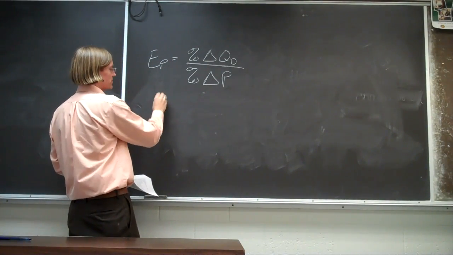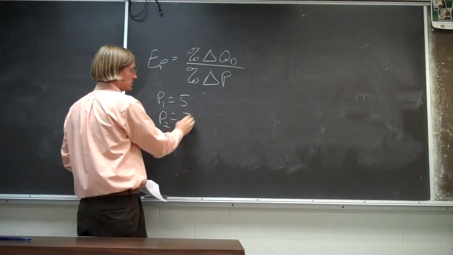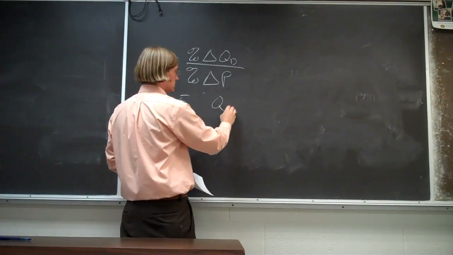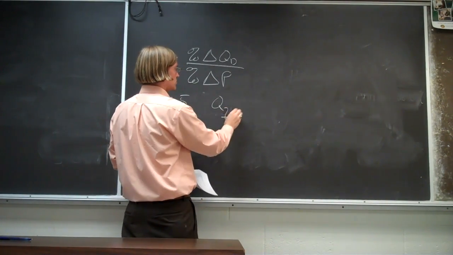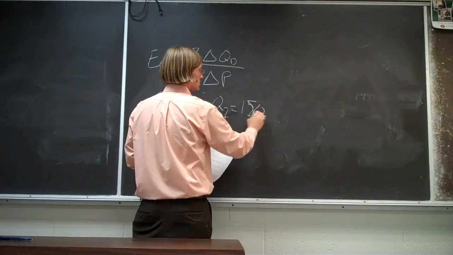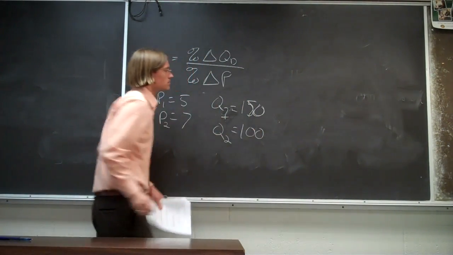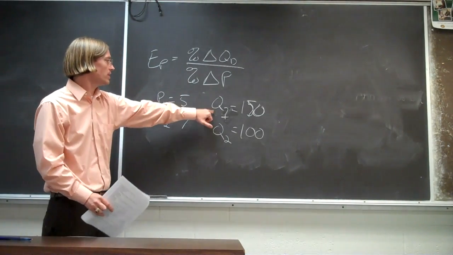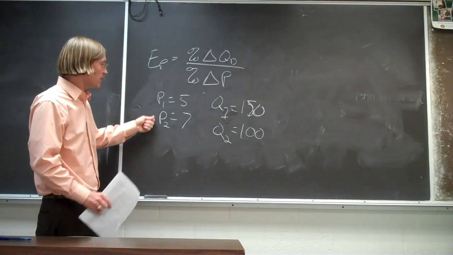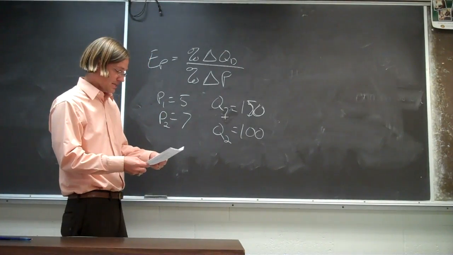So if we started at a price of $5, and then the price increased, P2, to $7, and the quantity we demanded originally, Q1, is 150 units, and then the new quantity demanded is 100 units. This was our original price and original quantity purchased, and then the price increased, and as we know from our law of demand, the quantity demanded has to drop. So how would we figure this?